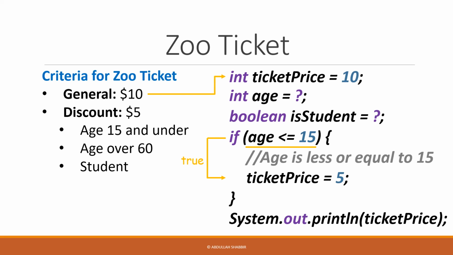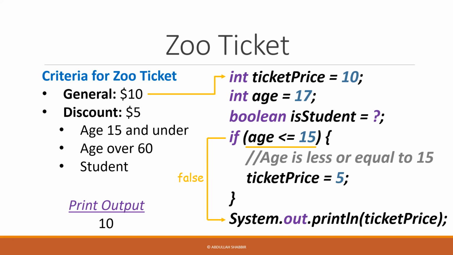Now if we run this code and the age variable is less than 15, say an 11-year-old, we'll pass our if test condition and our ticket price will be set to 5, and we'll print this value out. But if our age is greater than 15, like 17, we don't enter our if statement, and our ticket price will remain our initial general value of 10, and that value will be printed.